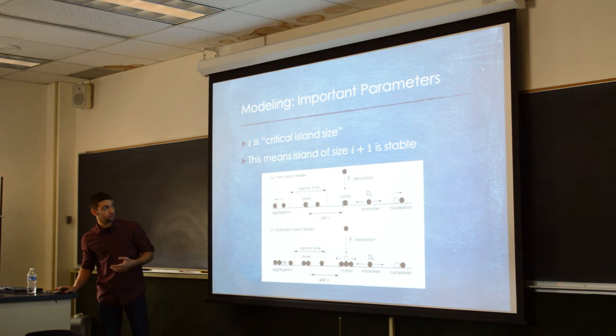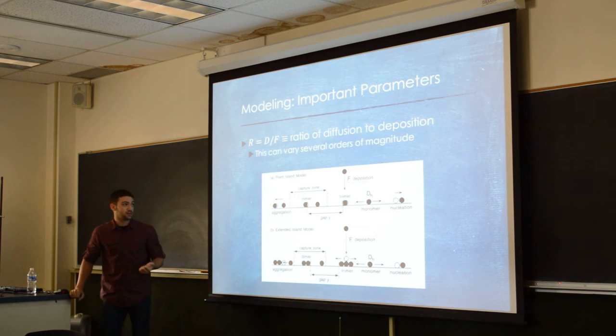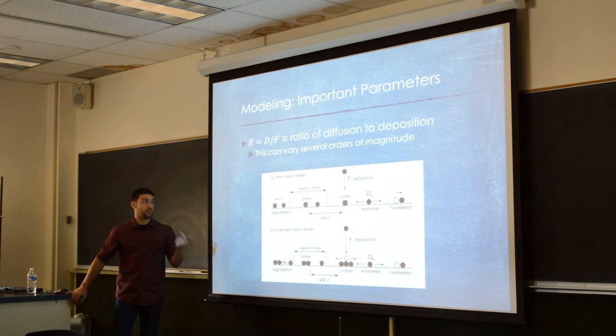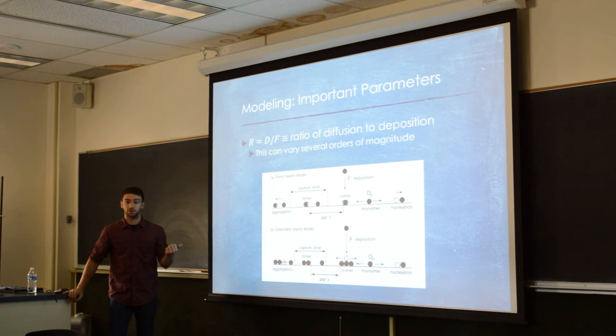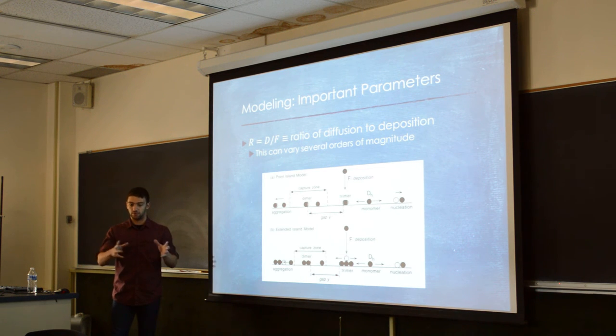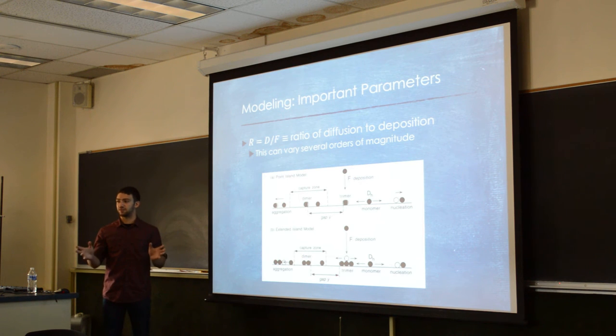Another key parameter is the diffusion rate over the deposition rate. This is called R, D over F. If things have much more of a tendency to diffuse, then you're going to get things moving around very often before you deposit the next thing. And this can vary several orders of magnitude in a lot of physical systems, something like 10 to the 5 to 10 to the 19.